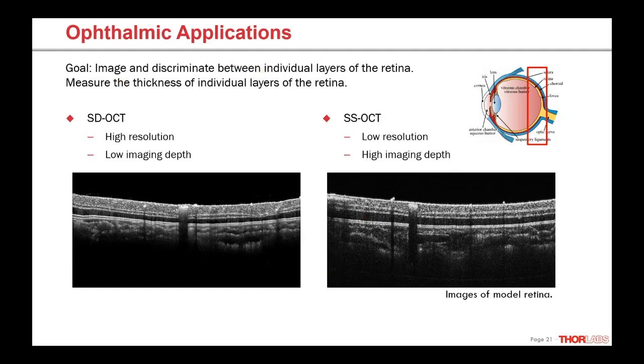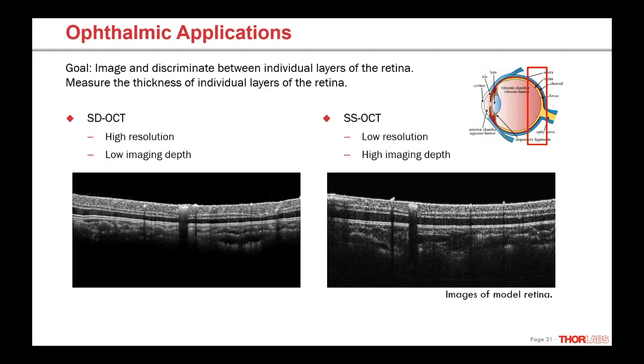In retina imaging, you're often interested in measuring the individual layers and also in knowing the layer thicknesses. In both images, we see a model retina. It's not a real human retina, it's just a model retina, but it shows pretty well what you can see in OCT. You can see some layers in both images, and on the left side, the structure is a lot finer, while on the right side, for swept source, it's a lot grainier.